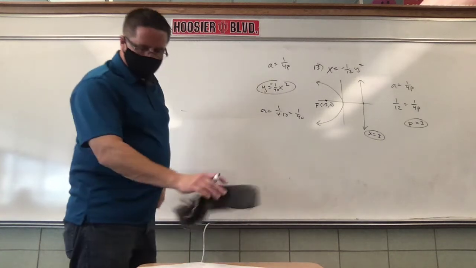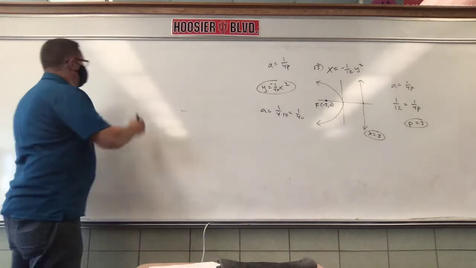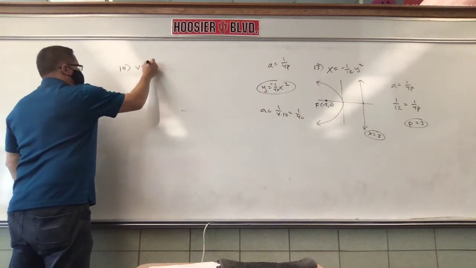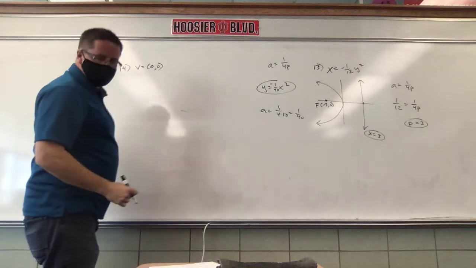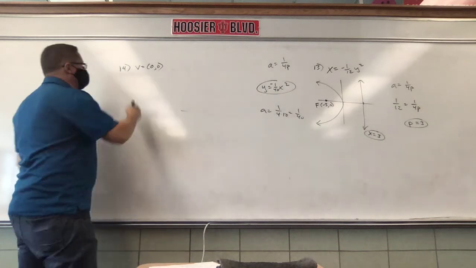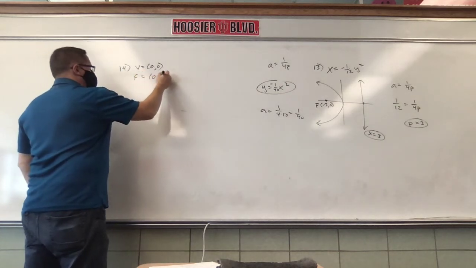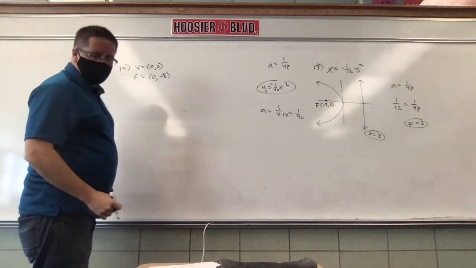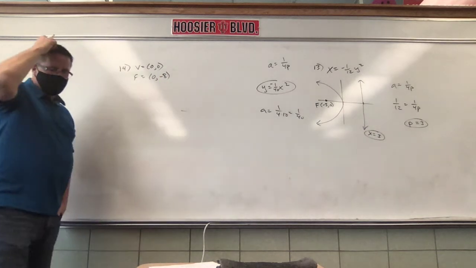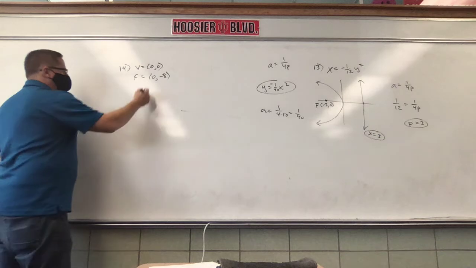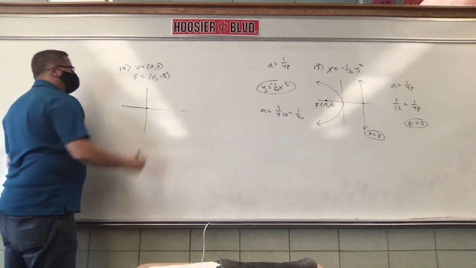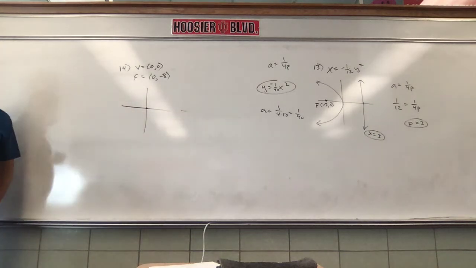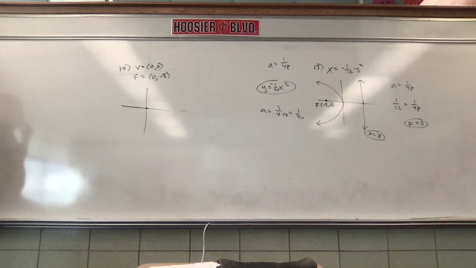Okay, what's 14 say? The vertex is 0, 0. And what else do they give us? Focus is 0, negative 8. They want to know what is the equation. So again, we draw a picture. Vertex is 0, 0. And you've got to be able to plot points right. I'm not making fun here, but every year I have at least one or two students who mess up on their graph because they're plotting points wrong.